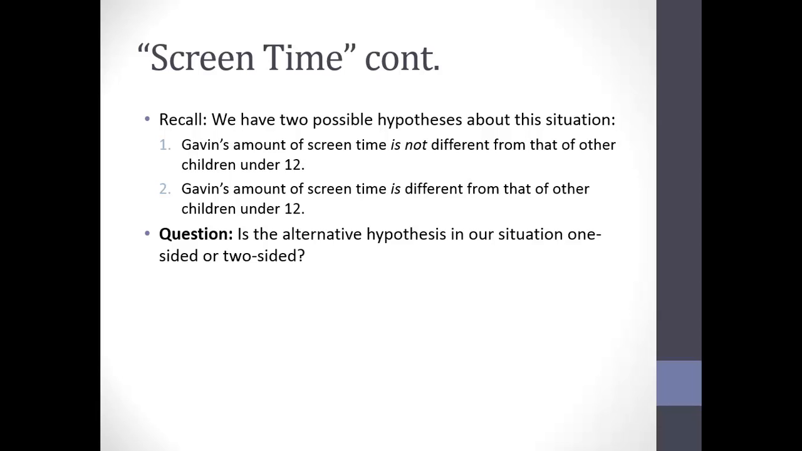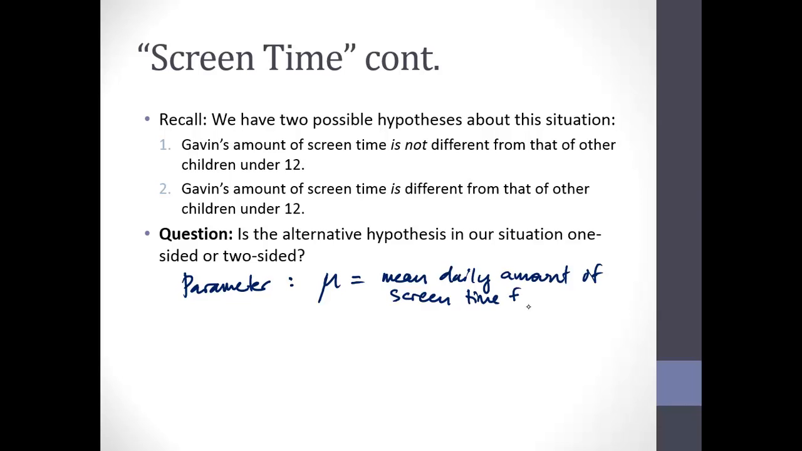alternative hypothesis? So let me quickly write down the parameter I'm interested in. Parameter. Here again, I'm trying to say something about Gavin's screen time, right? So my parameter is going to be mu, which is the mean. Well, let's say the mean daily amount of screen time for Gavin.